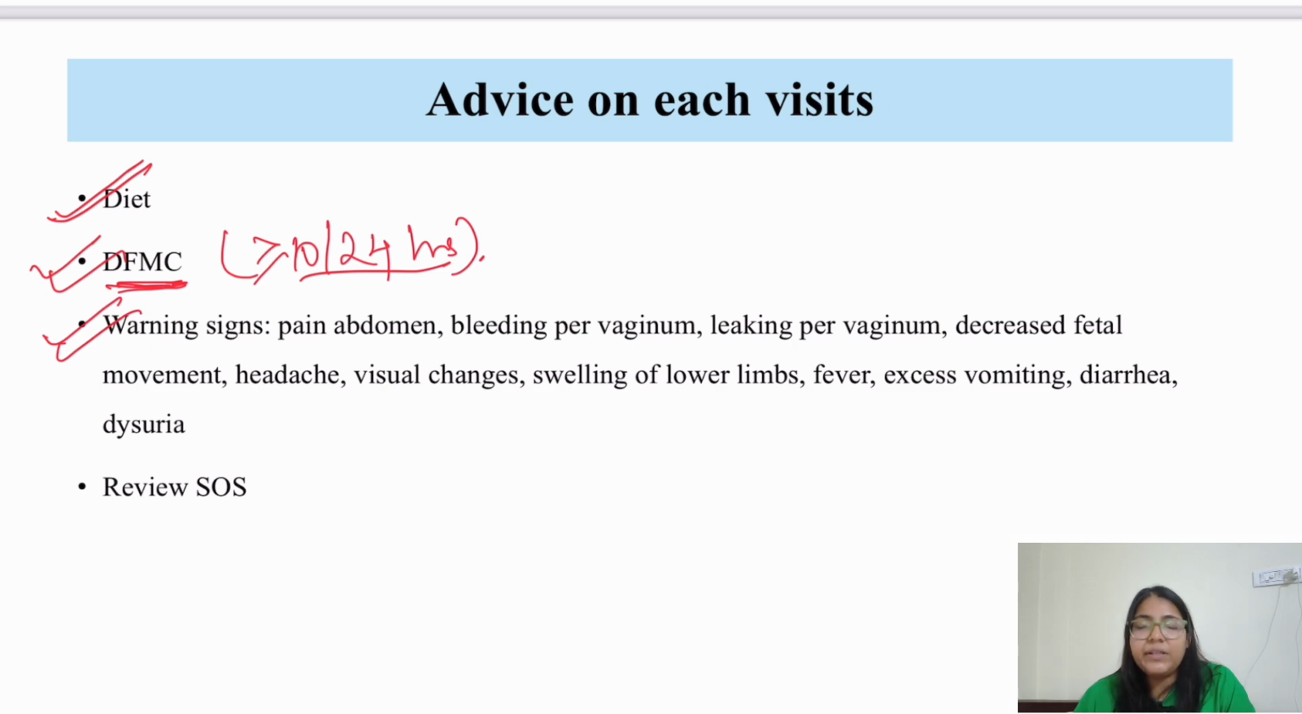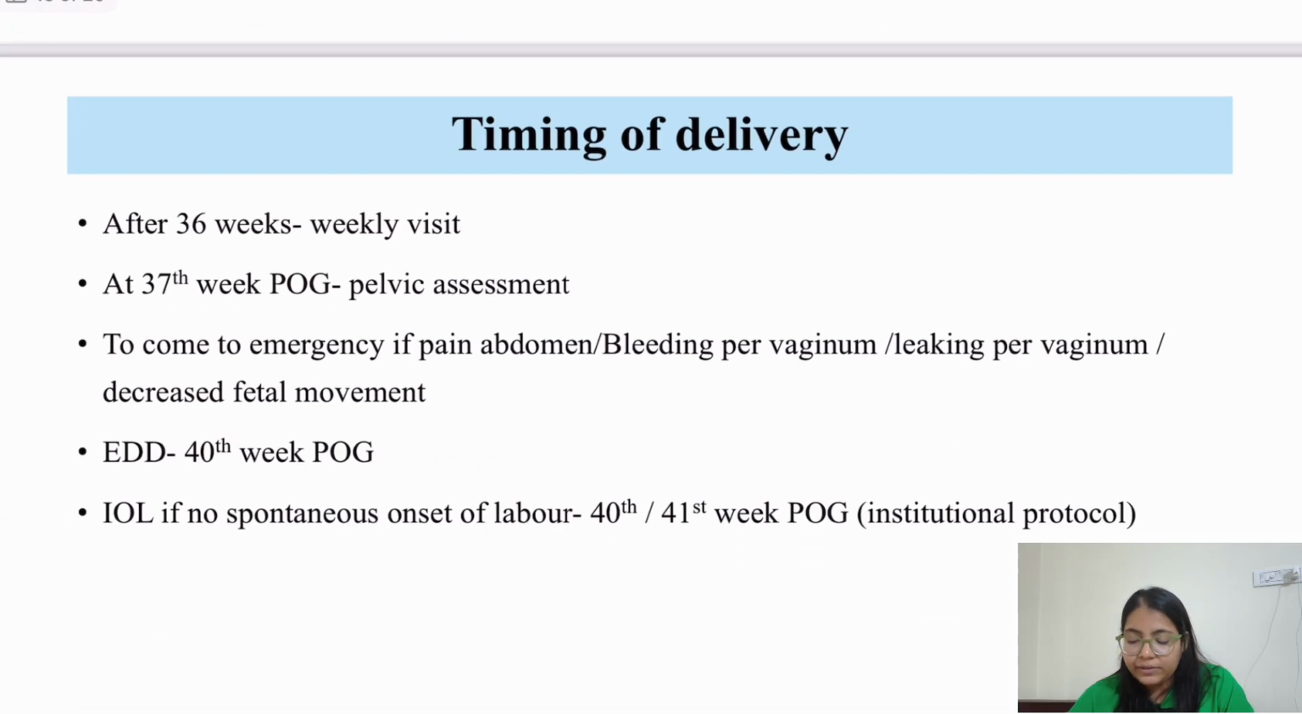You explain to the patient the warning signs: any pain abdomen, leaking per vaginum, bleeding per vaginum, or any signs and symptoms of preeclampsia, headache, blurring of vision, dizziness, or fever, vomiting, diarrhea, whatsoever. If the patient has any of these, she should consult her nearest doctor or visit the hospital, and review SOS as and when required.